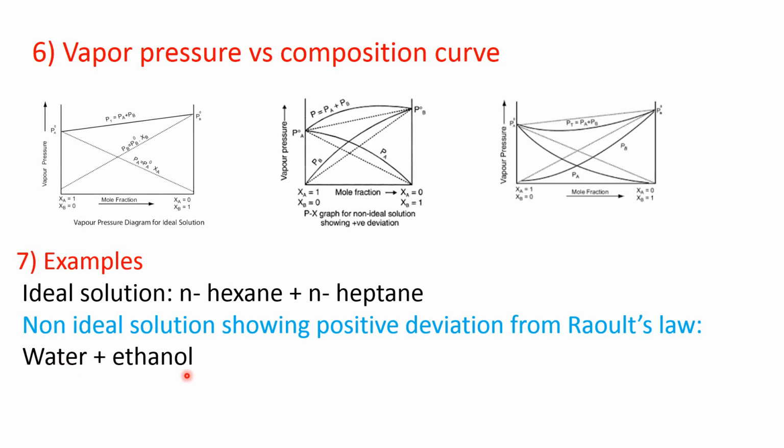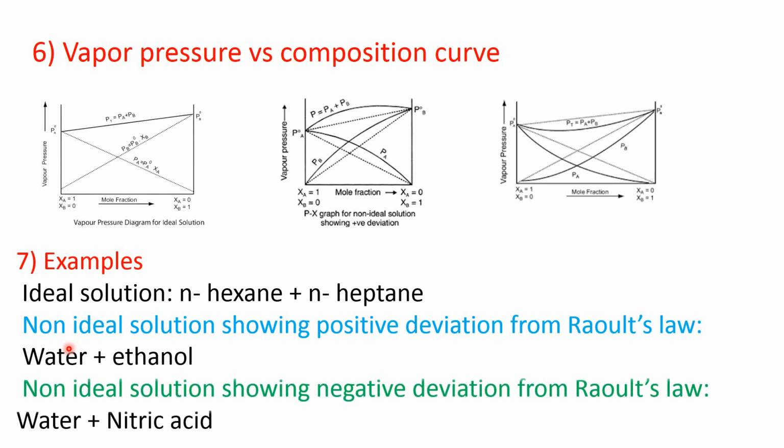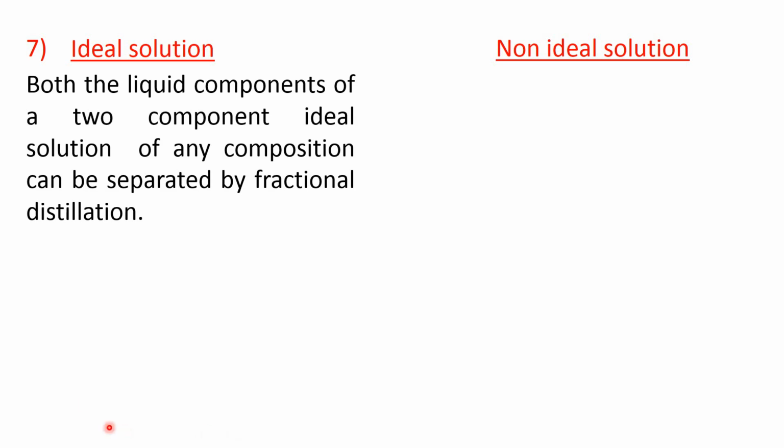But when you are mixing, intermolecular hydrogen bonding is present between water and ethanol molecules, which is weaker than that of the intermolecular hydrogen bonding present in water molecules. Now, non-ideal solution showing negative deviation from Raoult's law. Here, water and nitric acid is an example. Now, ideal solution: by fractional distillation, you can separate the two components for any composition of the solution.